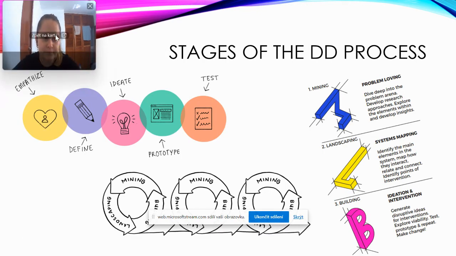And then we were asked to talk about the stages of the disruptive design process. So I here have put the traditional design thinking process, and this over here on the right side is the disrupting design process. And basically they correspond. She calls it mining, landscaping, and building. And it basically corresponds, mining is basically empathizing with the problem, trying to understand it.